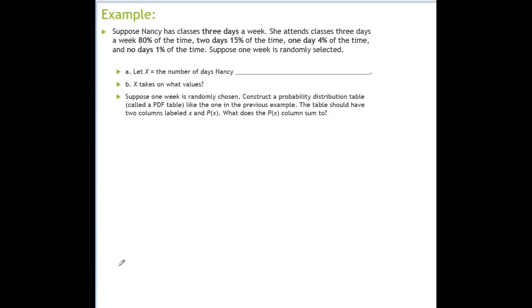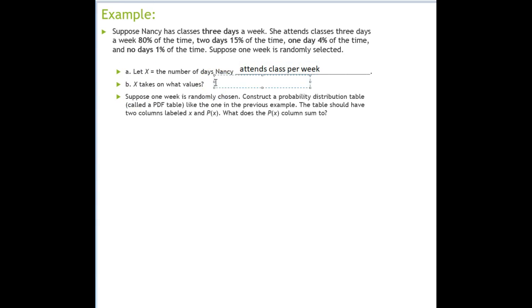Here's an example. Suppose Nancy has classes 3 days a week. She attends classes 3 days a week 80% of the time, 2 days 15% of the time, 1 day 4% of the time, and no days 1% of the time. Suppose 1 week is randomly selected. So A says, let uppercase X equal the number of days Nancy attends class per week. X takes on what values?